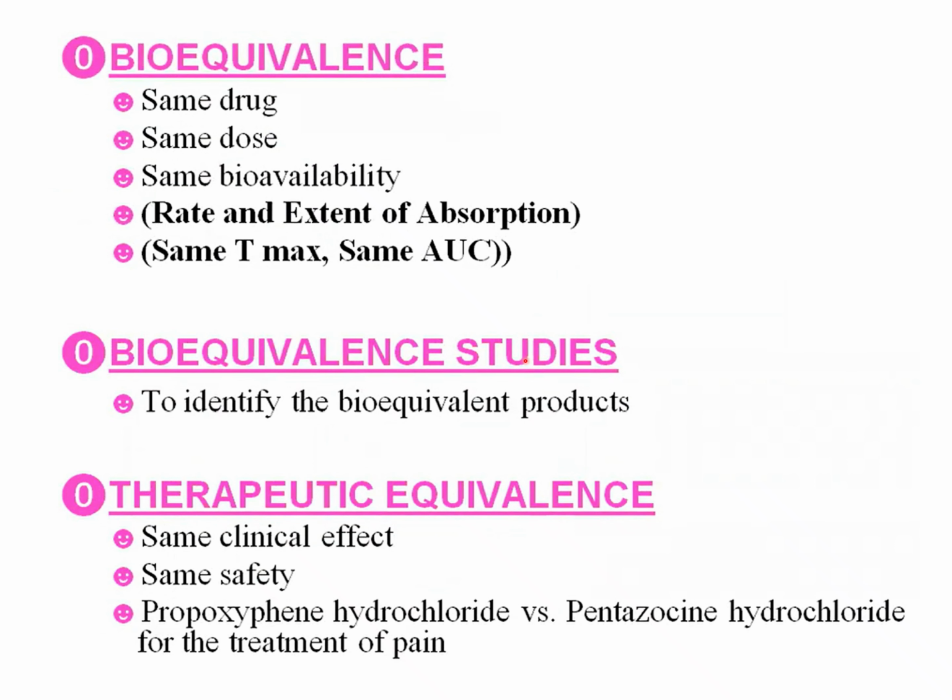So what are bioequivalence studies? These are the studies to identify the bioequivalent products, and another term is therapeutic equivalence. So same clinical effect, same safety. For example, propoxyphene hydrochloride versus pentazocine hydrochloride for the treatment of pain.